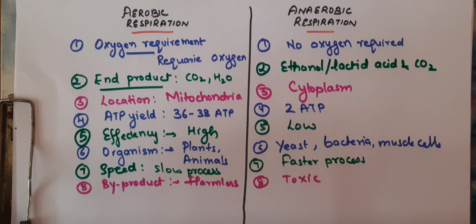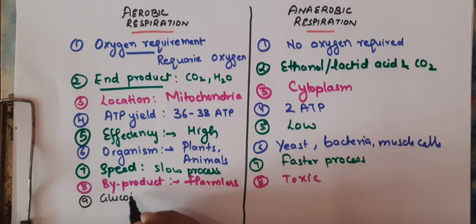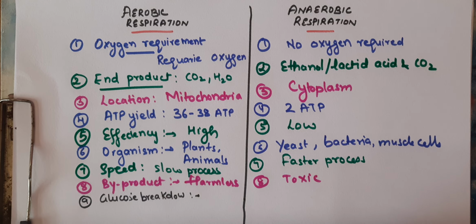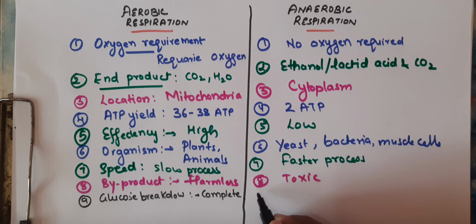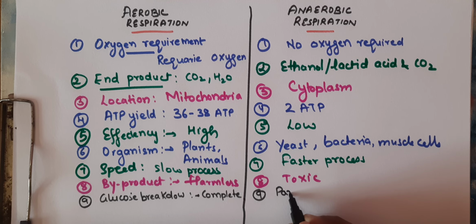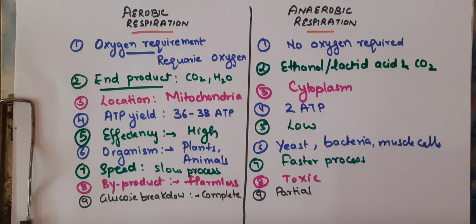Now the next difference, students, is in terms of glucose breakdown. In aerobic respiration, the glucose breakdown is complete. That's why this is a highly efficient process. However, in anaerobic respiration, the glucose breakdown is partial. So these are the 9 major differences, students, between aerobic respiration and anaerobic respiration.